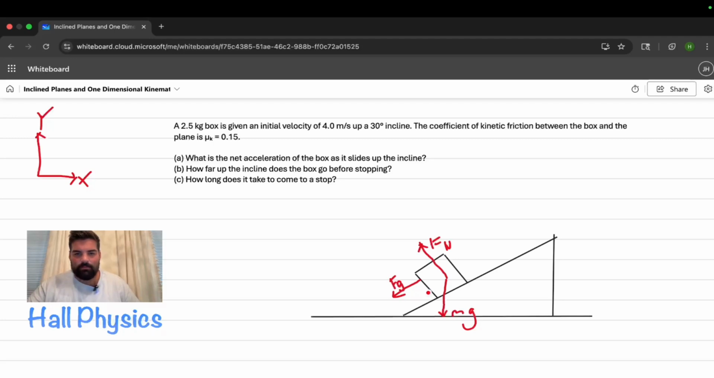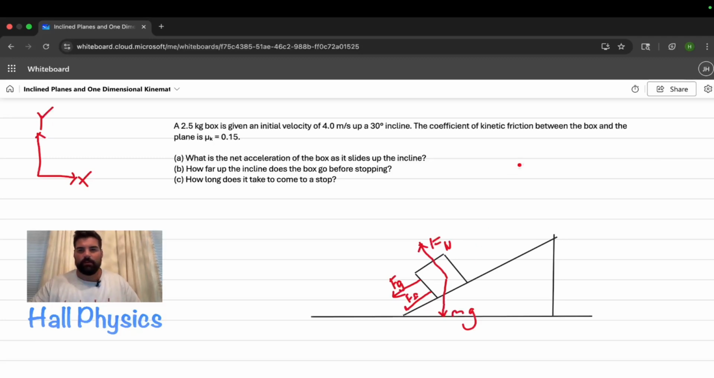And then we have our kinetic force, or friction force, sorry. Our friction force also opposing the motion of the box. So remember, the box is sliding up the ramp here. Okay, so this is what your force diagram should look like.